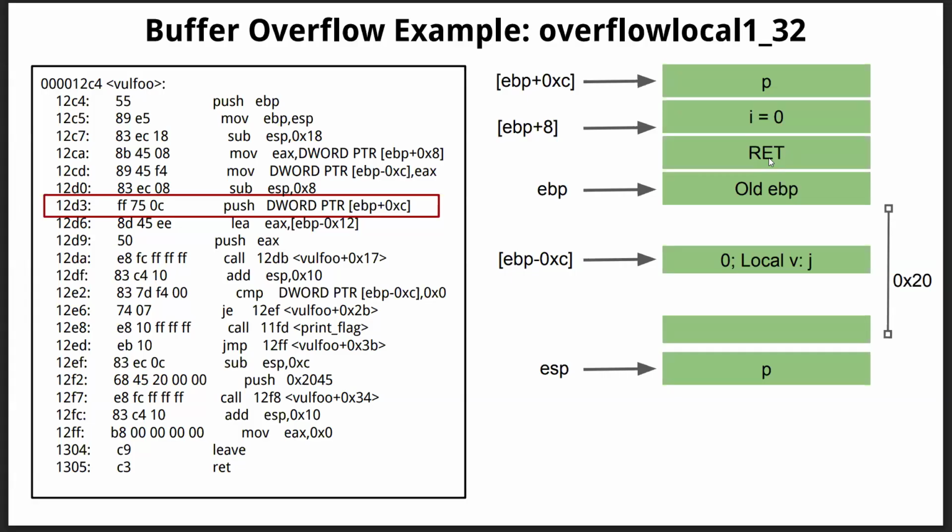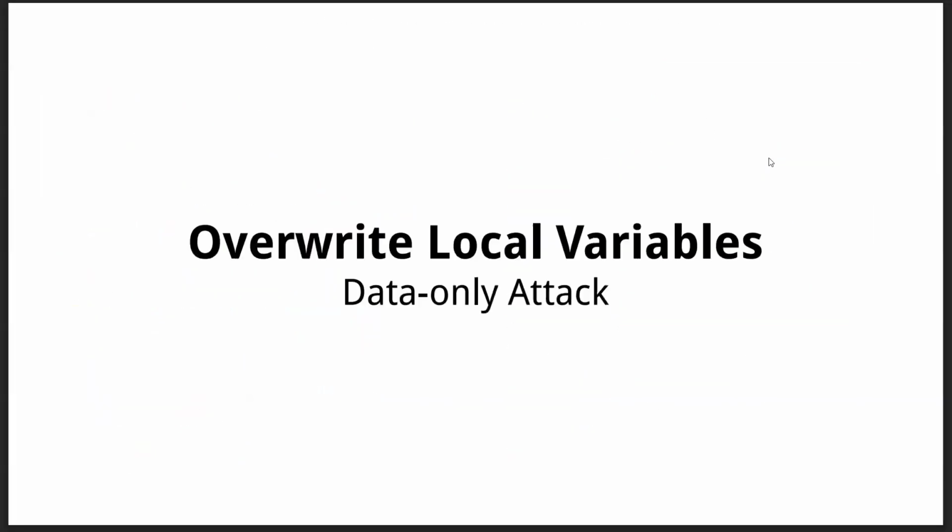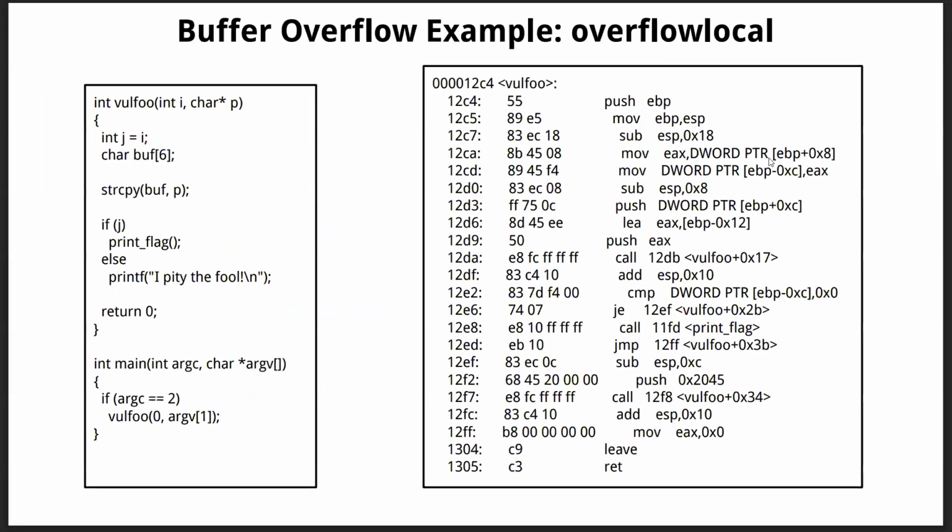Why do we push that onto the stack? Because we are going to use it somehow, right? So let's go back to the source code to see why we are pushing it. Because there is a string copy. The string copy's second argument is that address P. The string copy's first argument is that buffer's address. So we're going to push another address.